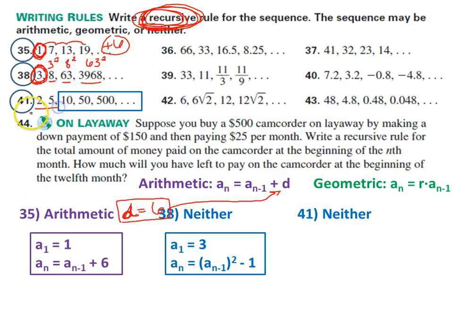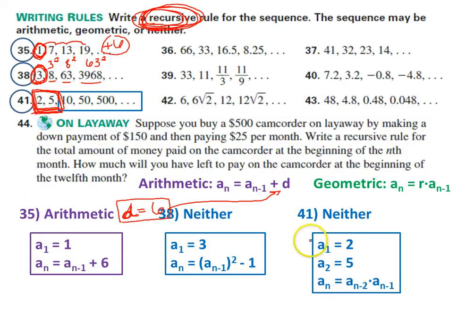The pattern comes from the two terms in the beginning. 2 times 5 is 10. 5 times 10 is 50. 10 times 50 is 500. So if it comes from the two terms, we have to define these two. So a sub 1 is 2. A sub 2 is 5. And then what did we say? We're multiplying the two terms beforehand. So that's a sub n minus 2 times a sub n minus 1.